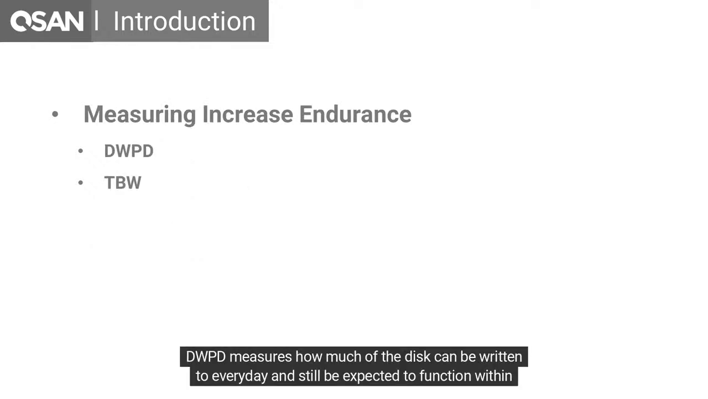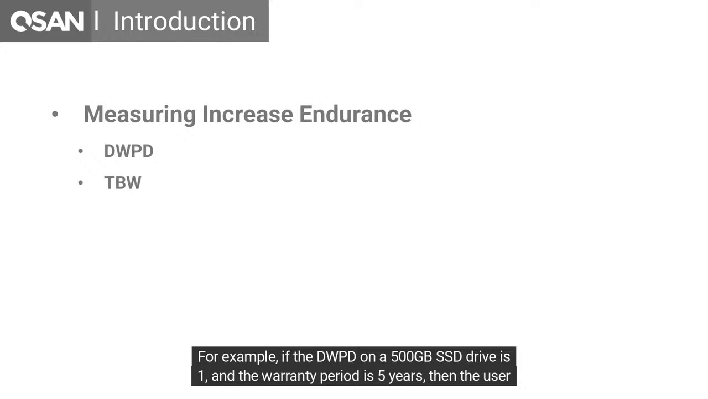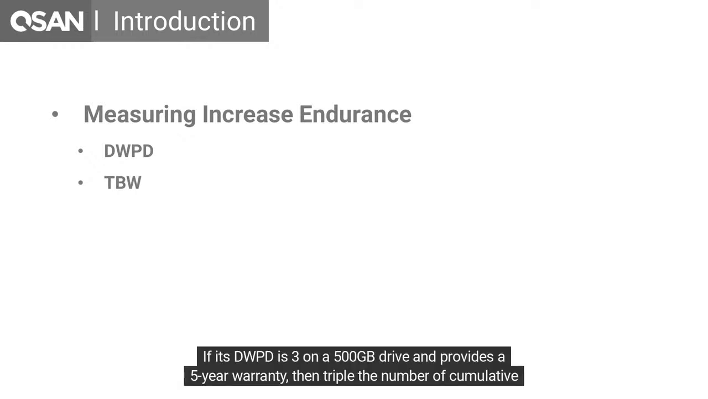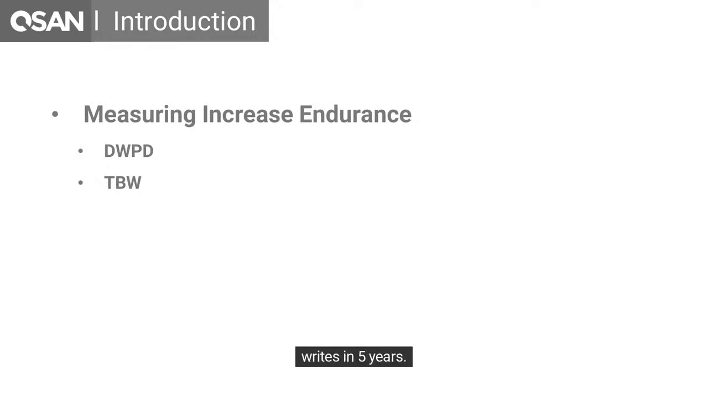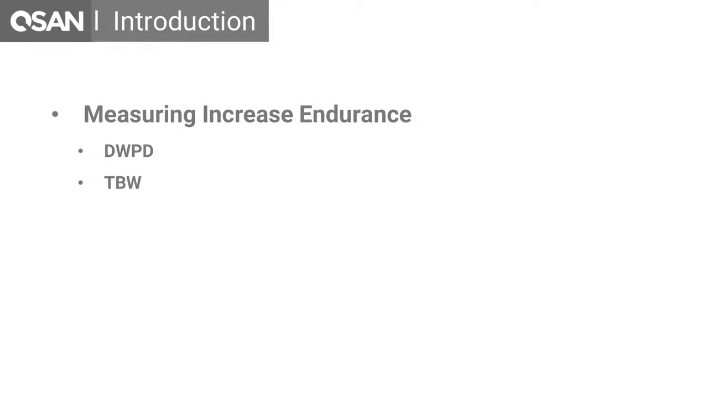DWPD measures how much of the disk can be written to every day and still be expected to function within the warranty period. For example, if the DWPD on a 500 GB SSD drive is 1, and the warranty period is 5 years, then the user can rewrite the entire 500 GB every day for 5 years before failure is predicted. If its DWPD is 3 on a 500 GB drive and provides a 5-year warranty, then triple the number of cumulative writes in 5 years. TBW measures how many terabytes can be written to the disk before it will begin to malfunction.